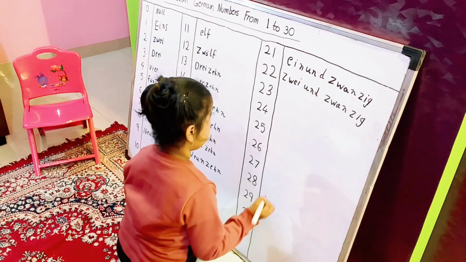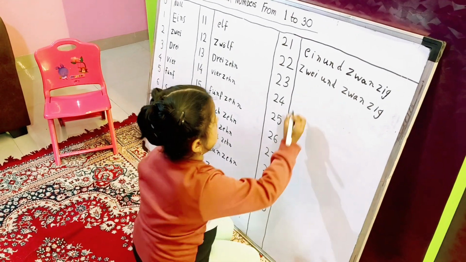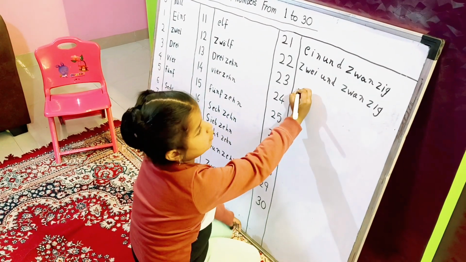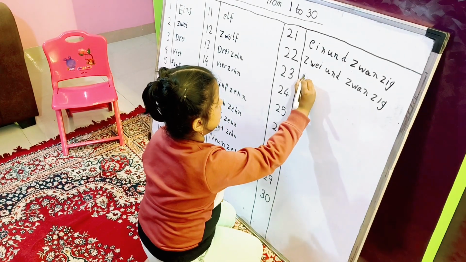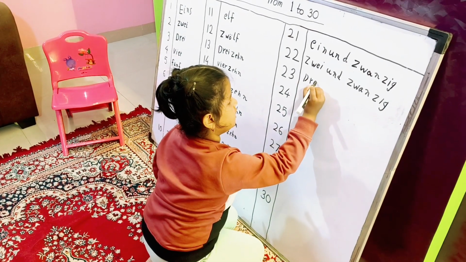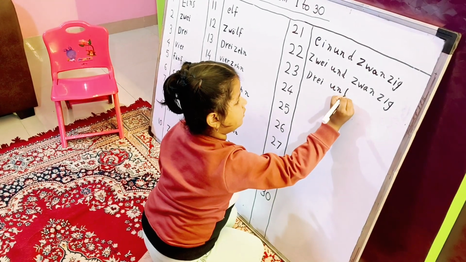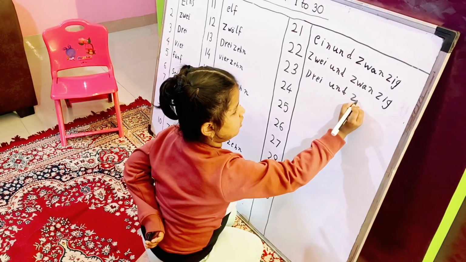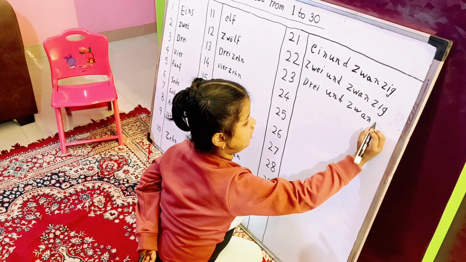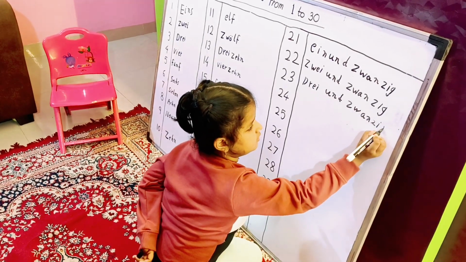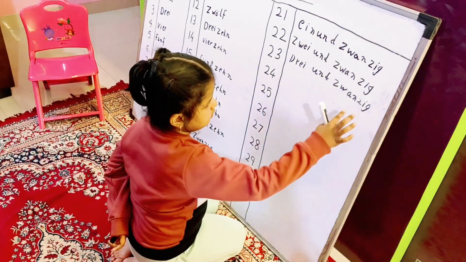Now number twenty-three. What will we say in German? Drei und zwanzig. D-R-E-I, und, U-N-D, und zwanzig, Z-W-A-N-Z-I-G.